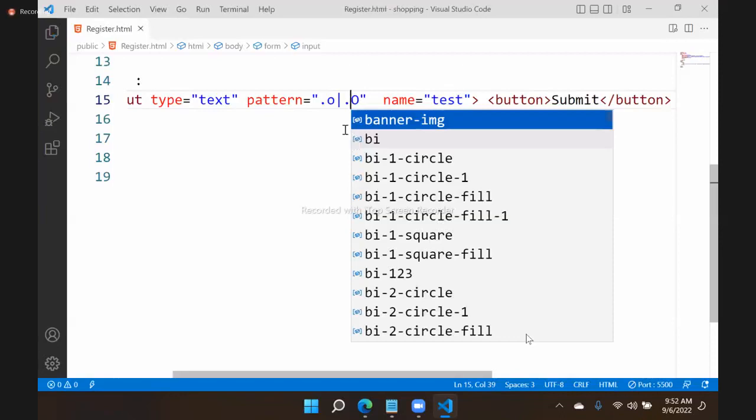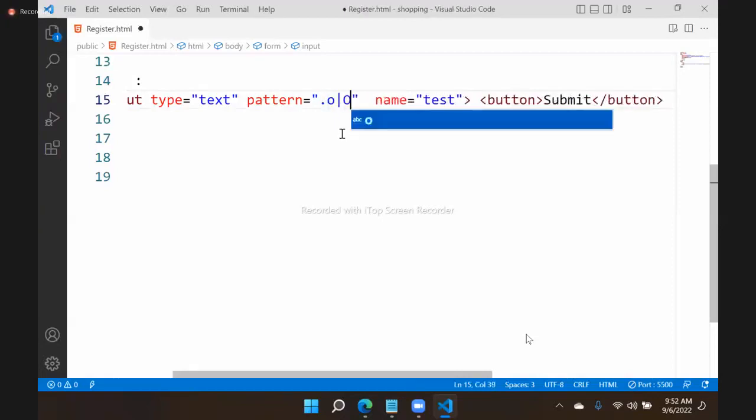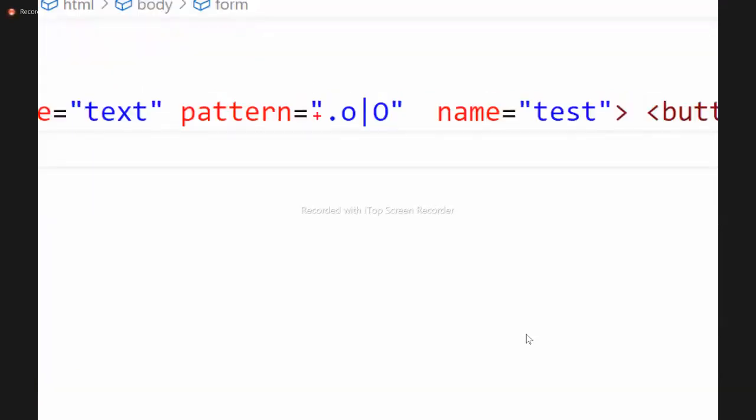This indicates what? The first character can be anything. The last character must be O. The first character can be anything, the last character must be uppercase. Otherwise, what will happen if I write it like this? What is it going to do? It is going to take this only. It is not going to consider this.